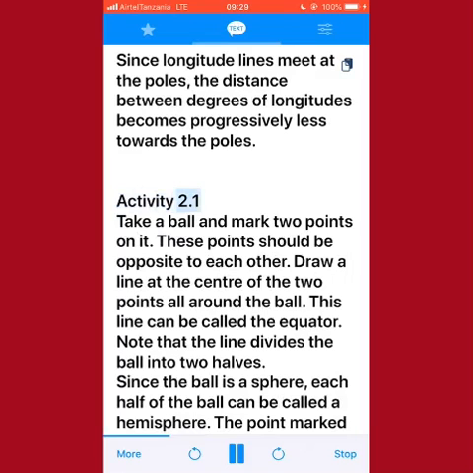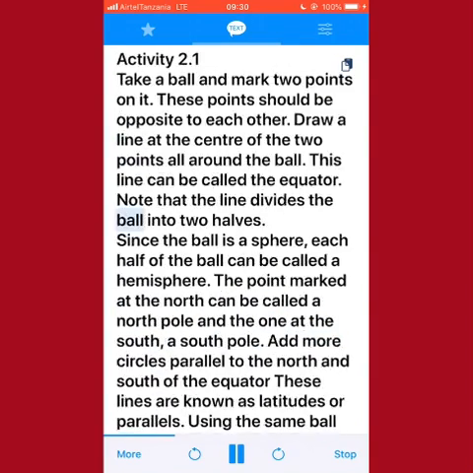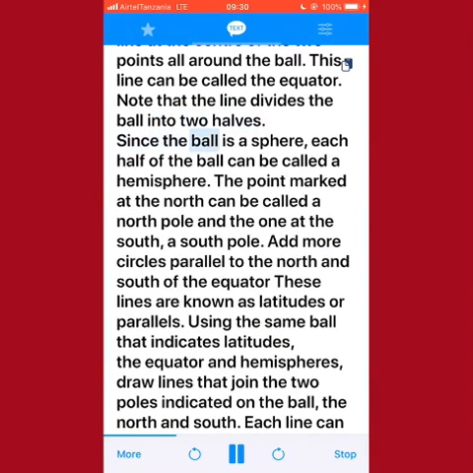Activity 2.1. Take a ball and mark 2 points on it. These points should be opposite to each other. Draw a line at the center of the 2 points all around the ball. This line can be called the equator. Note that the line divides the ball into two halves. Since the ball is a sphere, each half of the ball can be called a hemisphere. The point marked at the north can be called a north pole and the one at the south, a south pole. Add more circles parallel to the north and south of the equator. These lines are known as latitudes or parallels.